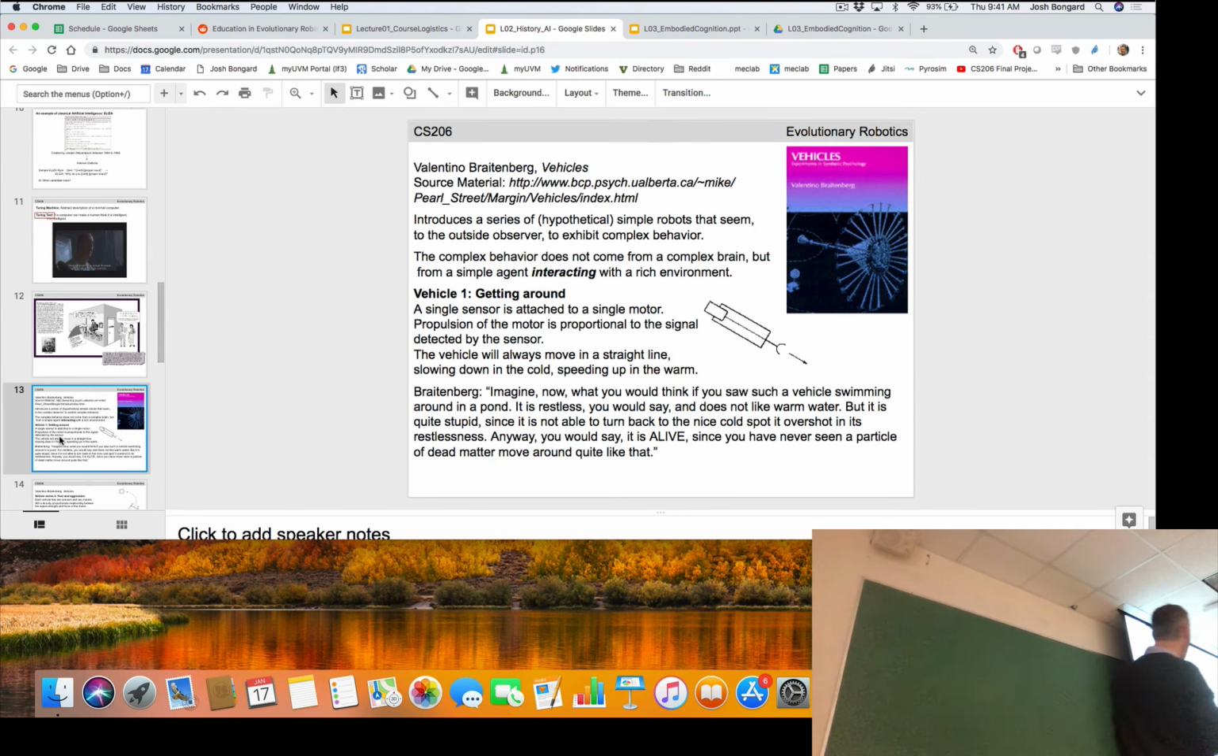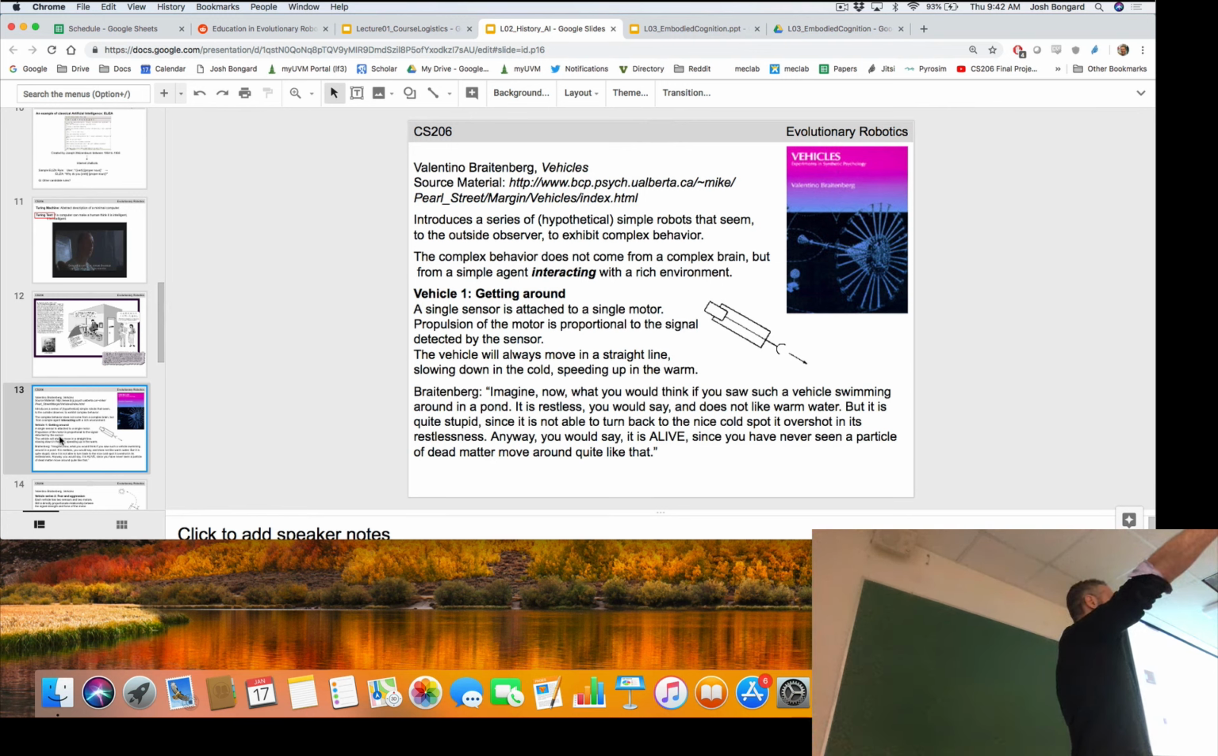So you'd say it does not like warm water because it will drive faster through warm water, but it's quite stupid because it's not able to turn back to the nice cold spot that it overshot in its restlessness. So when this robot comes into cold water, it will slow down because the cold water will cause the temperature sensor to fire at a lower rate, which will send a signal to the wheel and cause the wheel to spin slower. But it's slowing down, it'll leave the cold spot and enter another warm spot, at which time it will speed up, right? It missed the cold spot, and never turns around to go back to the nice cold spot that it likes.